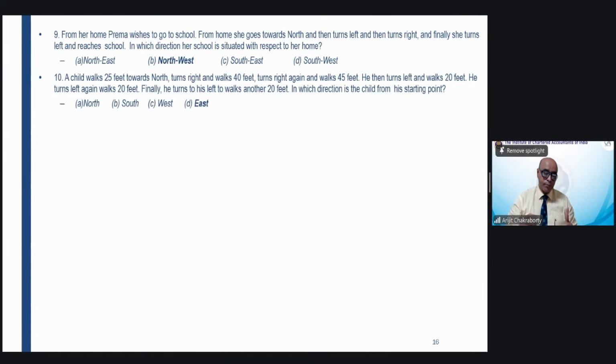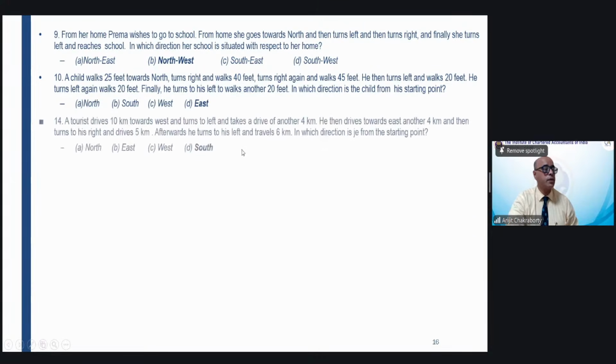So if you see here, towards north 25, after that 40 feet towards the east. Okay, and then you are going down by turns right and walks 45. So you are coming down by 45 feet. After this, some small movements, each of 20 feet. Ultimately, from the starting point, the child is on the right hand side. That means the new final position of the child is towards the right hand side, that is eastern side. So I guess, let's see the answer. Yes. Question number 10, the answer is east.